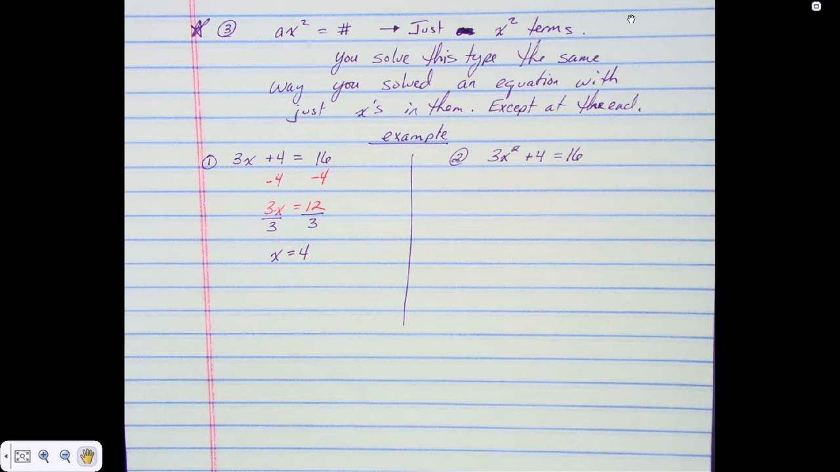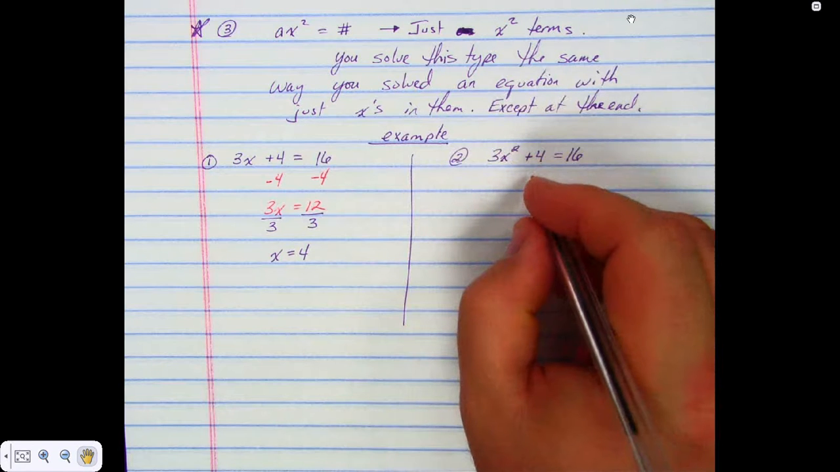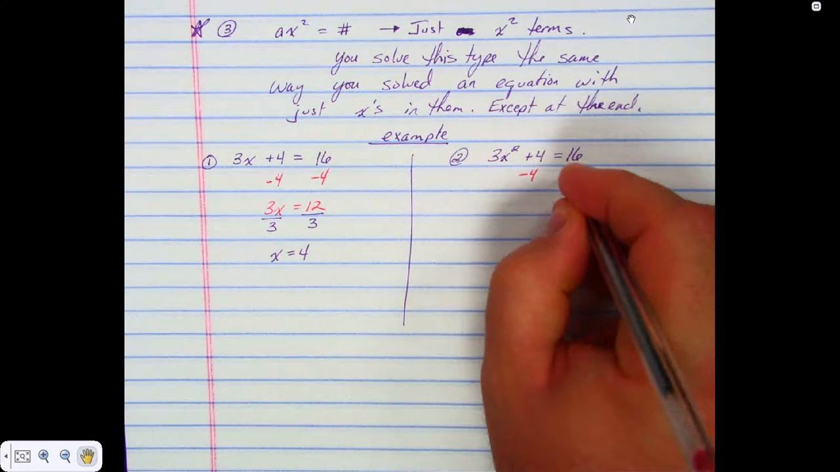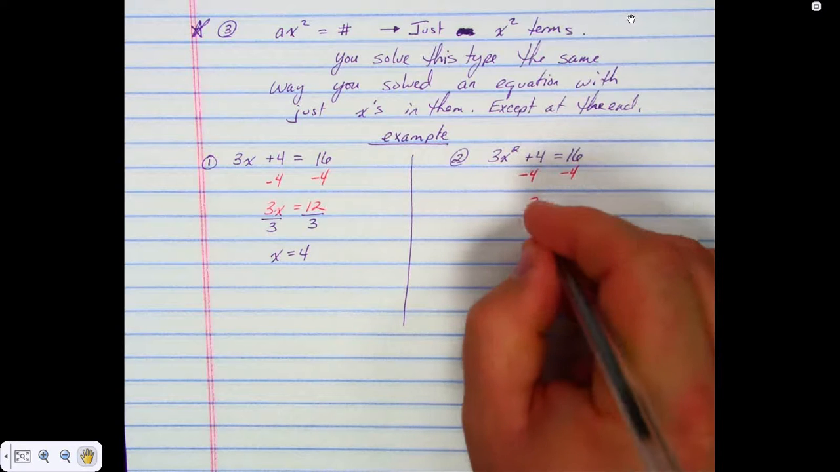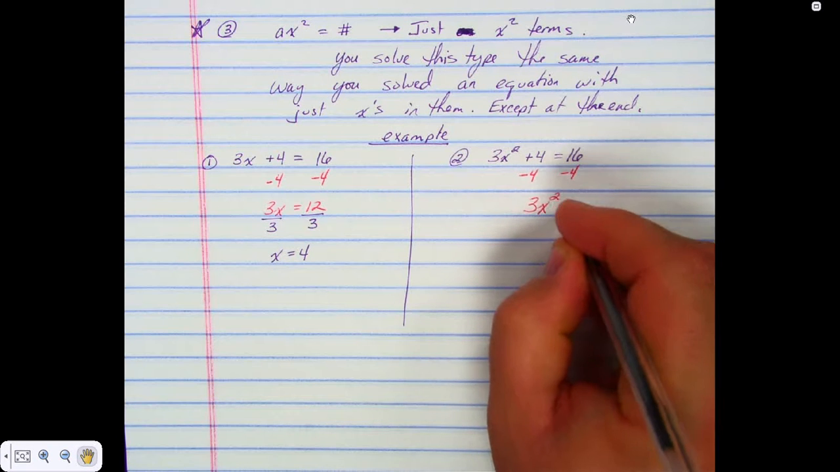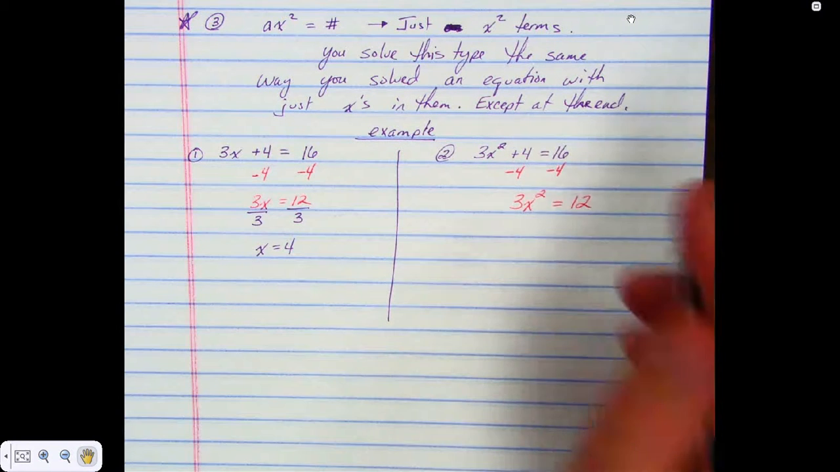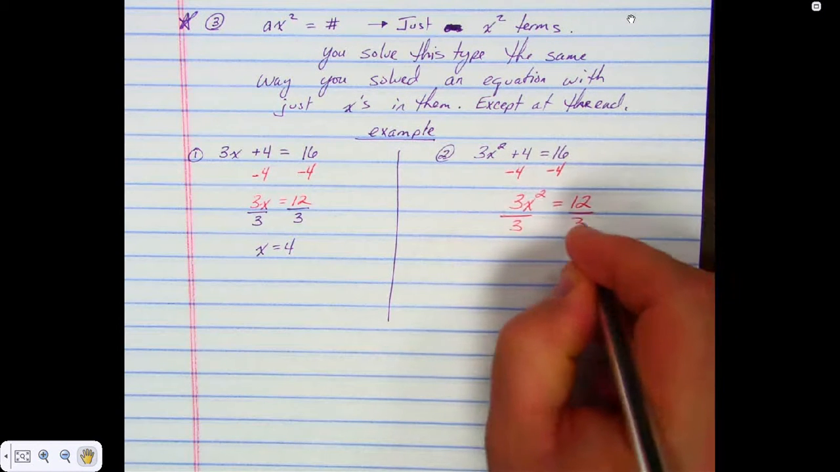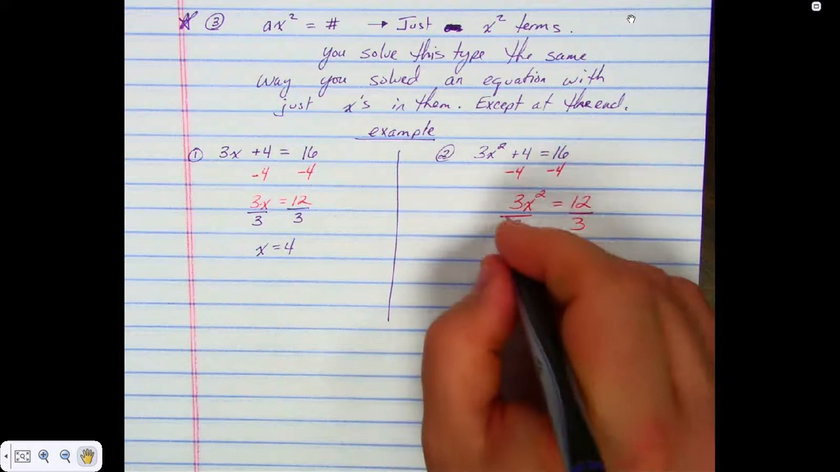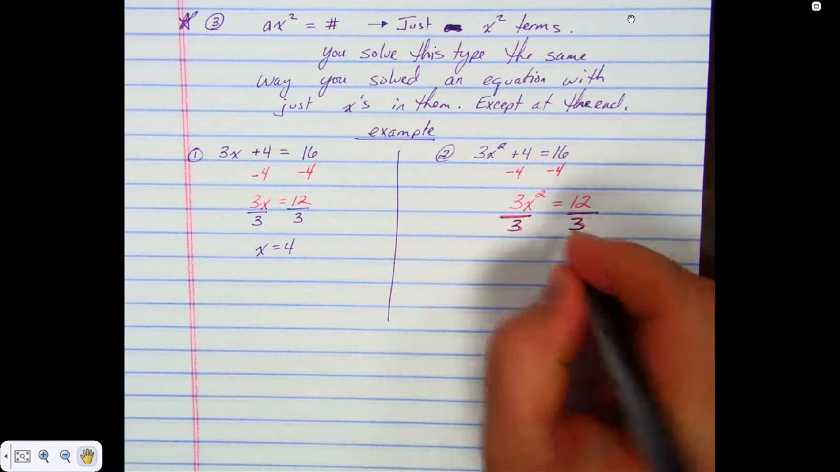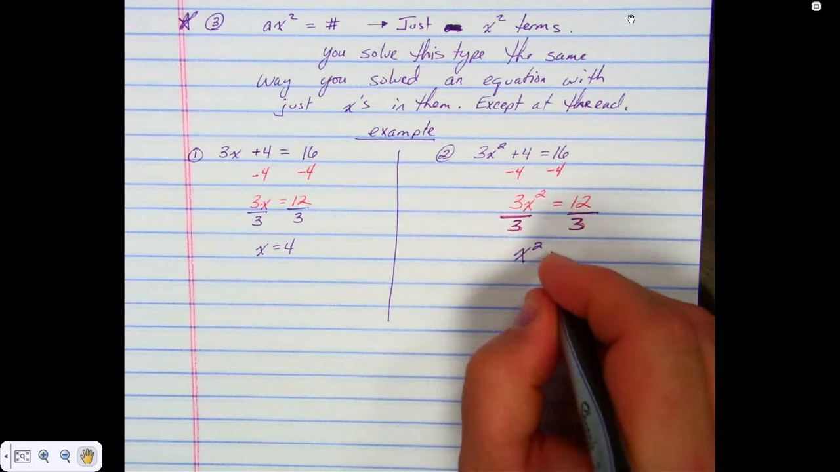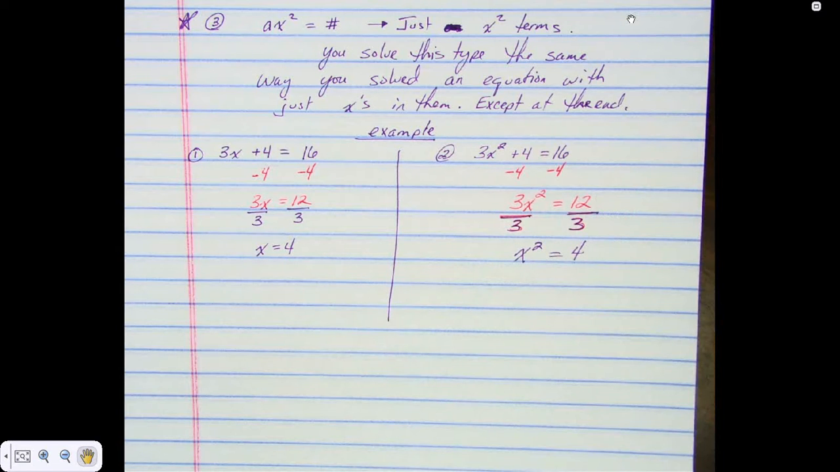Okay, to do the one on the right, you're going to solve the exact same way until you get to the end. What would be the first thing you do over here? Subtract 4 from both sides. What would you be left with? 3x squared is equal to 12. You're still trying to get your x squared by itself, so you would divide both sides by 3, leaving x squared is equal to 4. Now, at this point, they're exactly the same, aren't they? Would everyone agree?